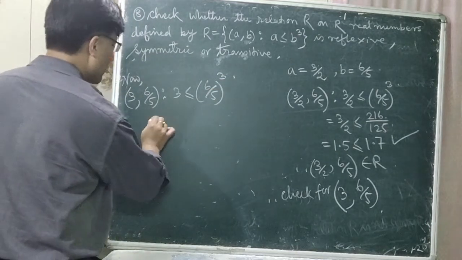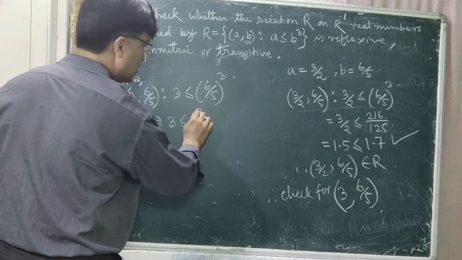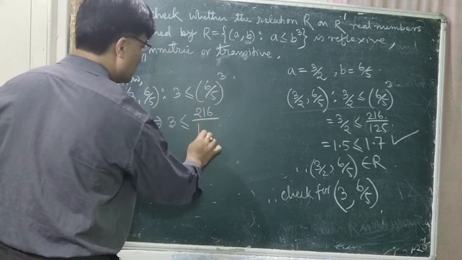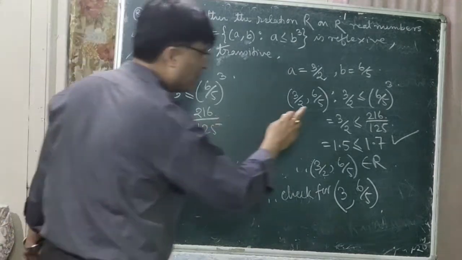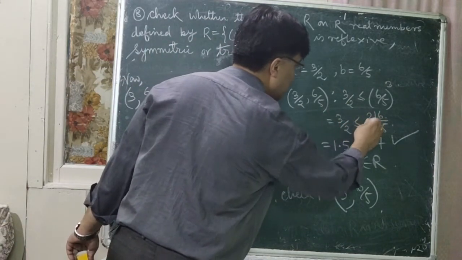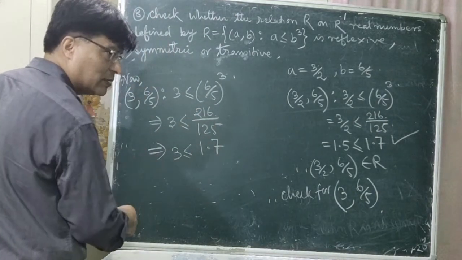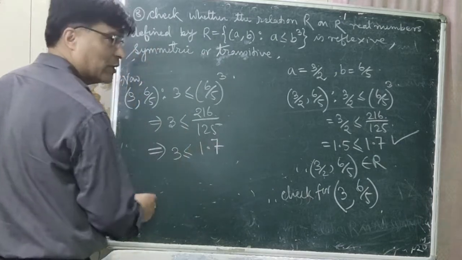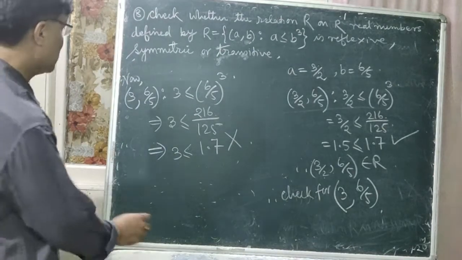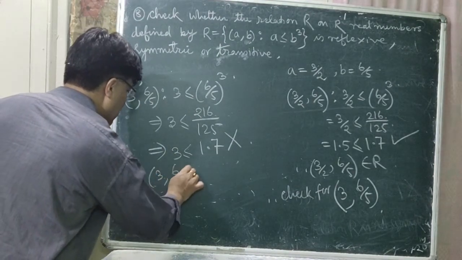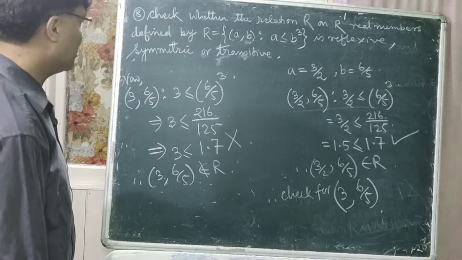Okay. So which implies that 3 less than or equal to 6 cube over 5 cube. 6 cube is 216, divided by 5 cube, which is 125. Which implies that 3 less than or equal to 216 by 125, isn't it? That was 1.7. Is that good? No. 3 is not less than 1.7. That is, 3 is greater than 1.7. So this relation is not true. That means therefore 3 comma 6 by 5 does not belong to the relation R.